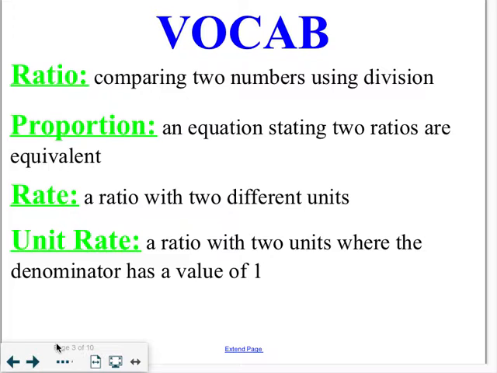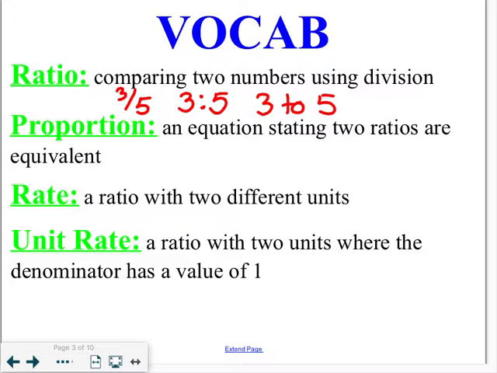A ratio is two numbers that are being compared by division. You'll often see it written as a fraction, so 3 over 5. You may see it written out as a colon, so 3 to 5, or you may see it written out using the word "to." All three of those things mean the exact same thing, it's just a different notation.